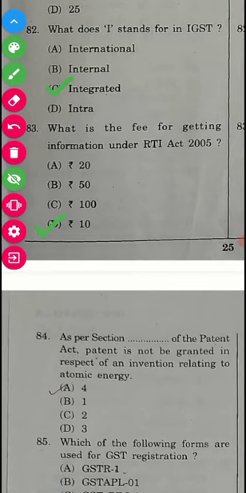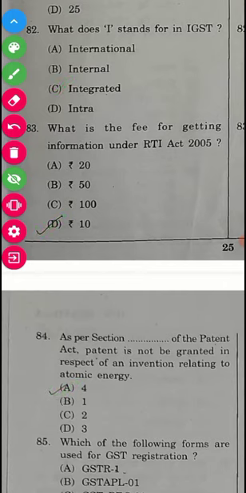As per section dash of Patent Act, patent is not to be granted in respect of invention relating to atomic energy. So option A, which is section 4.